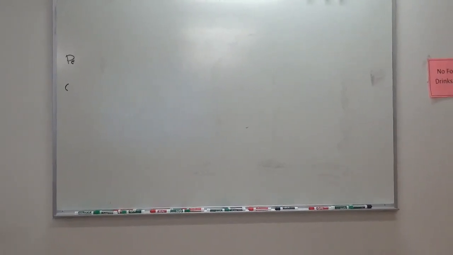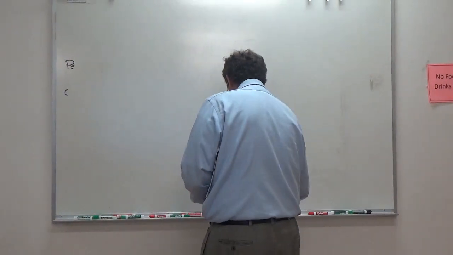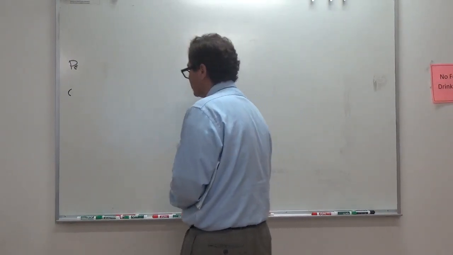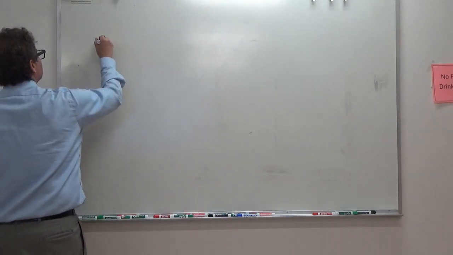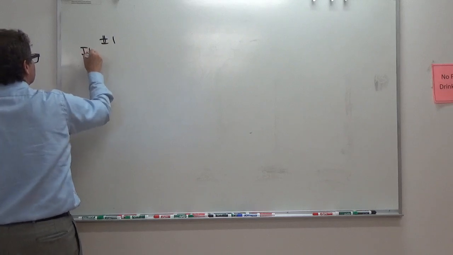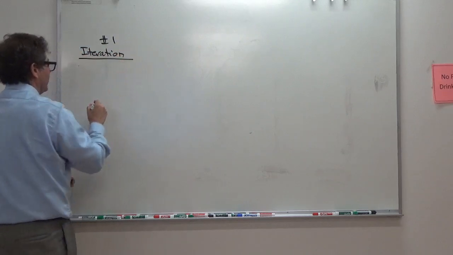All right. So let's do some of the mathematics. Let's make an investment decision. So let's do first the iteration. So what's the intrinsic value?